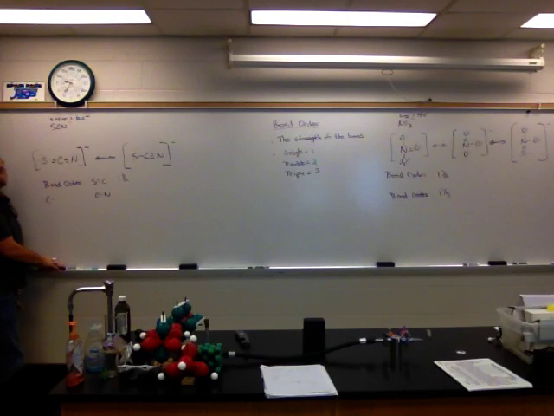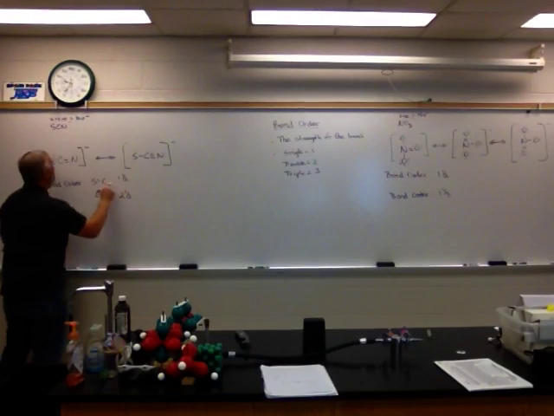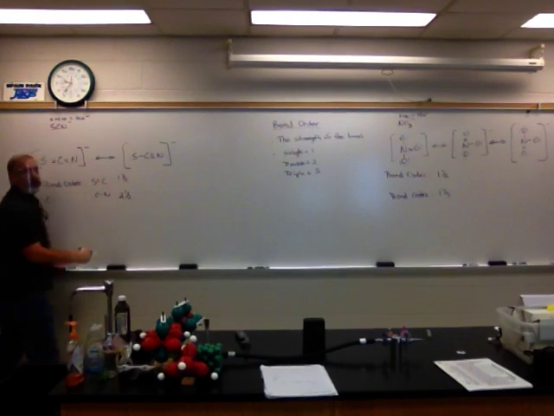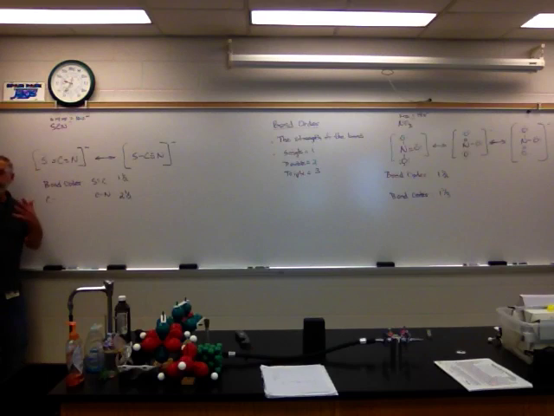5 over how many places? 2. 2.5. Which is what? 2.5, 2 1/2. It's between a double and a triple bond, and it's only got two possibilities, so it's 2.5. Stronger than a double bond, weaker than a triple bond.